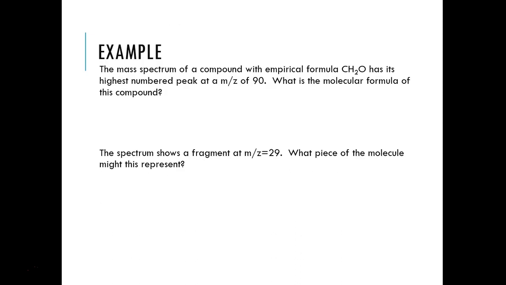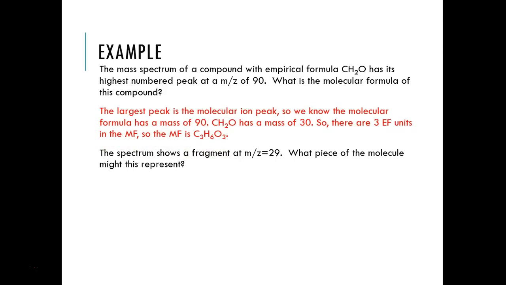Okay, so let's look at an example of the kind of question that they could ask you using mass spec. So this says the mass spectrum of a compound with empirical formula CH2O has its highest numbered peak at a mass to charge ratio of 90. What is the molecular formula of this compound? So this sort of seems like a mass spec question, but this is really just an empirical formula, molecular formula question. The highest numbered peak is going to be at a mass to charge of 90. Okay, so that means that that's the mass of the molecular formula. Now, when it says the largest peak is the molecular ion peak, I should really clarify that. We mean the highest numbered peak, not largest in terms of height of the peak, largest in terms of mass to charge ratio.